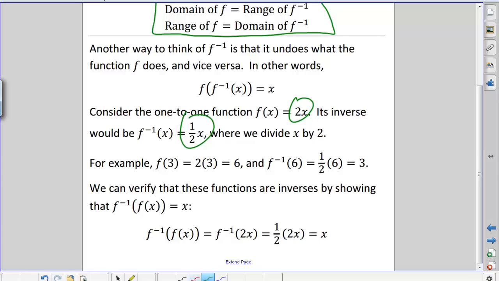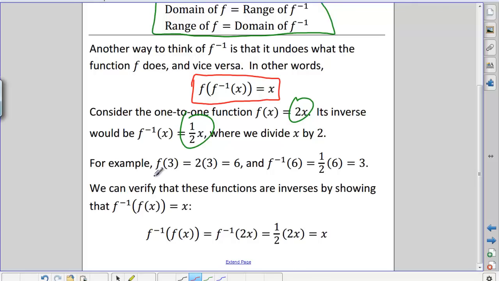That's really similar to, or the same as what we just saw in section 6.1. We had some problems where you did the composition f of g and g of f, and in both cases you got x, and that's because those were inverse functions. And so that's what we've got going on here with 2x and 1/2 x. One undoes the other. If we do a composition, we just end up with x.